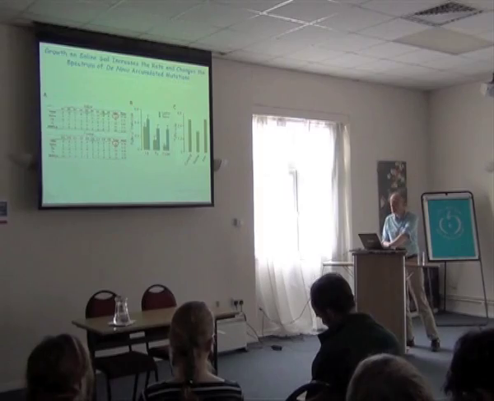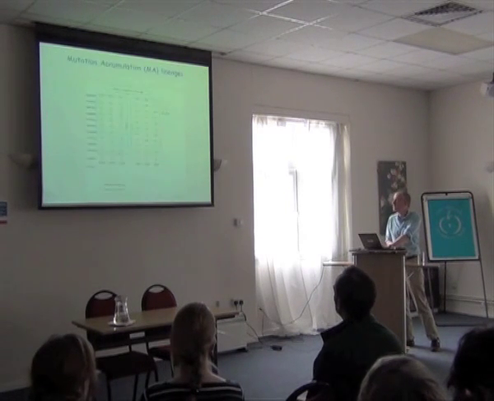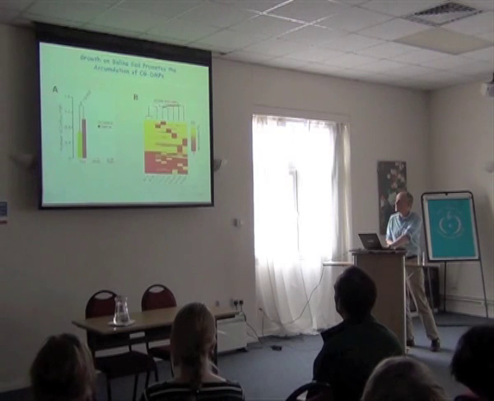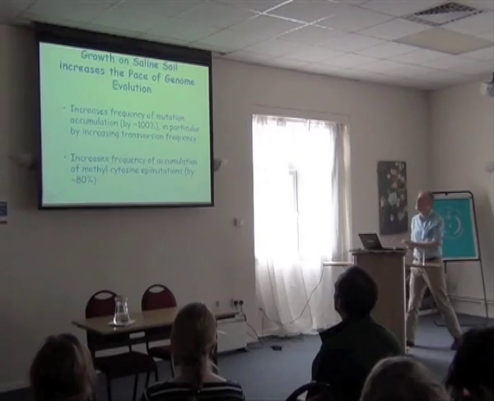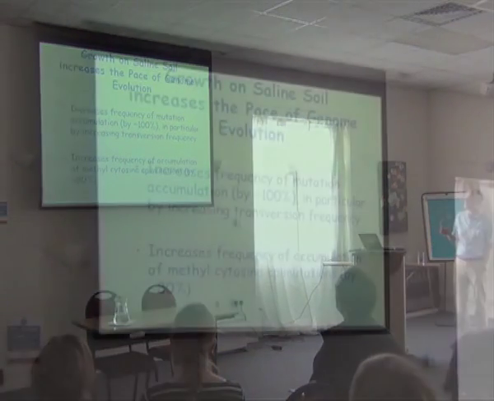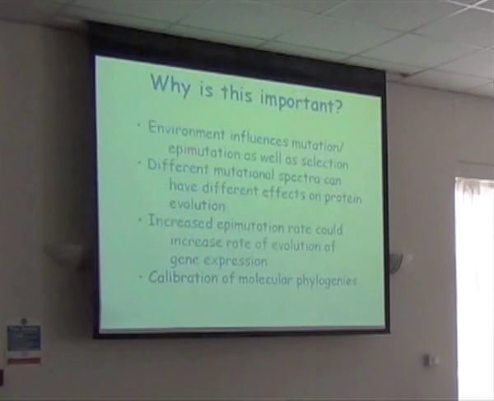So because of time, forgive me, I'm going to skip the epimutation bit because otherwise I will just go on for ages. So we'll skip all this and come to the conclusions, which is that growth on saline soil increases the pace of genome evolution. It increases the frequency of mutation accumulation, in particular by increasing transversion frequency. I didn't show you, but it increases the frequency of methylcytosine epimutations.